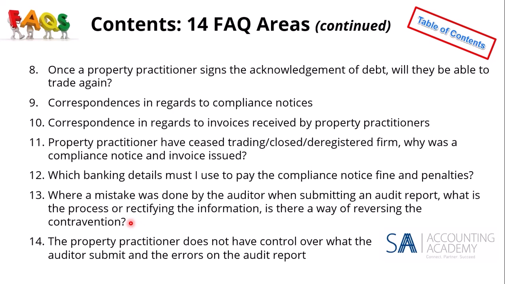And then the last one says the property practitioner does not have control over what the auditor submits, as well as the errors in the audit report. And that's where they specifically say, as the property practitioner, you can't just say, well, you know what, this is my auditor does this. They need to liaise with the auditor so that they know this is what was submitted and these are the errors that were reported. So there's absolutely no excuse.